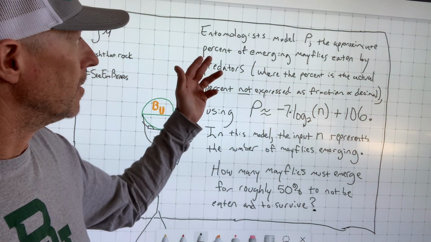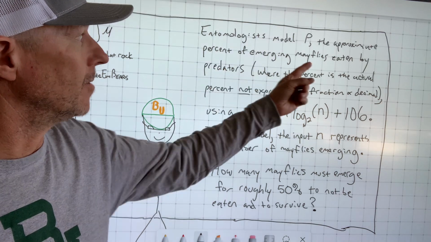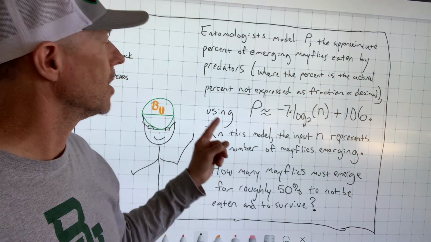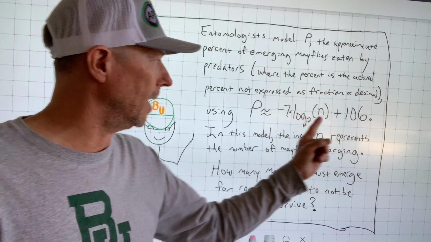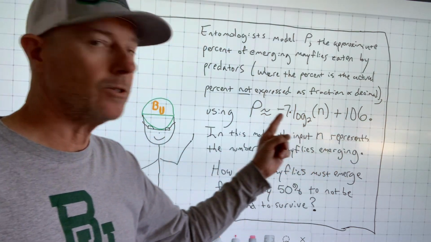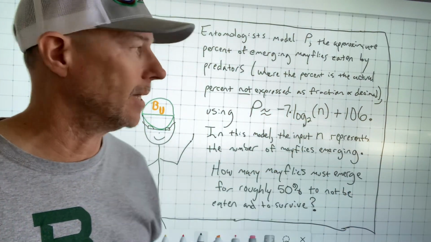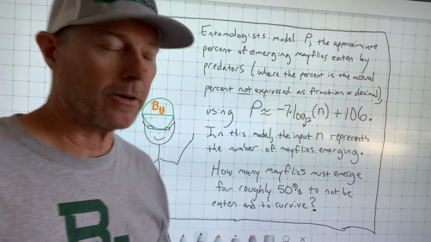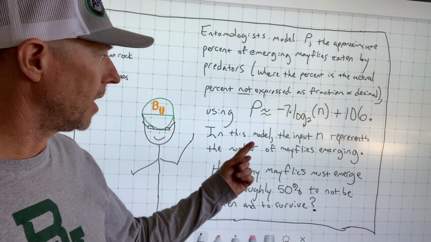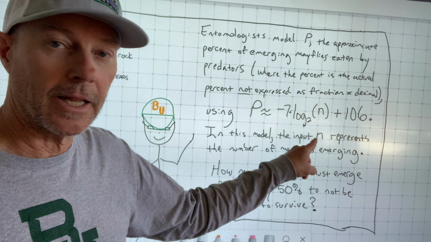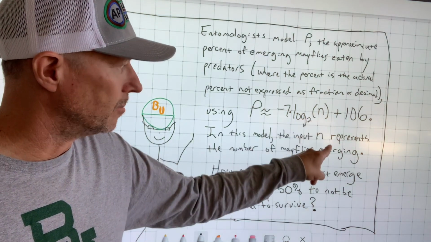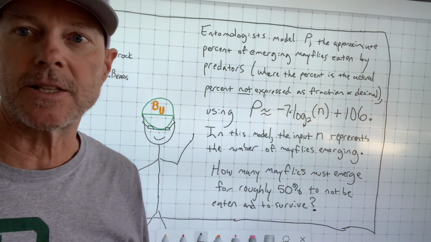Okay, they modeled this percent of emerging mayflies eaten by predators using this model right here. There's the function. When we use the word model, that means function. Okay, so here's the function, and it models that percent. Now, in this model, the input N, the letter N, which is right there, is the input, represents the number of mayflies that are emerging.